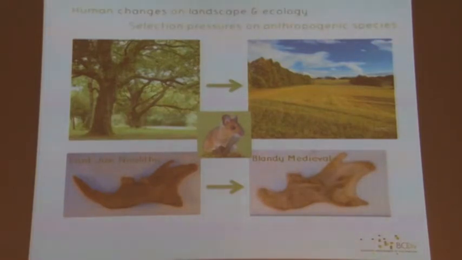So we're looking at an anthropogenic species which is present before and after the changes imposed by humans, so it didn't just go extinct because of the ecological changes. And the question is whether or not there is a change, an evolutionary change in the morphology, and whether or not that has a function.